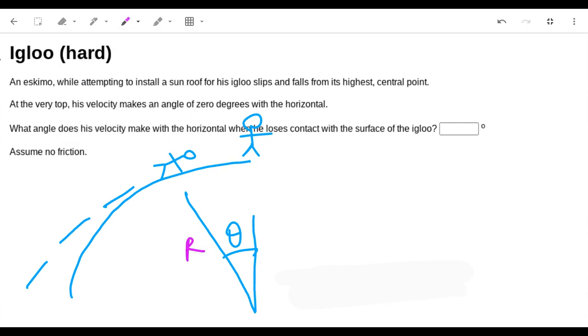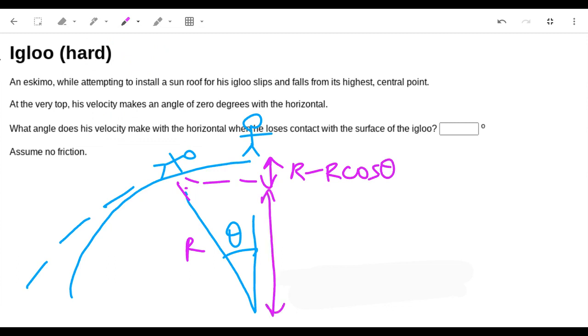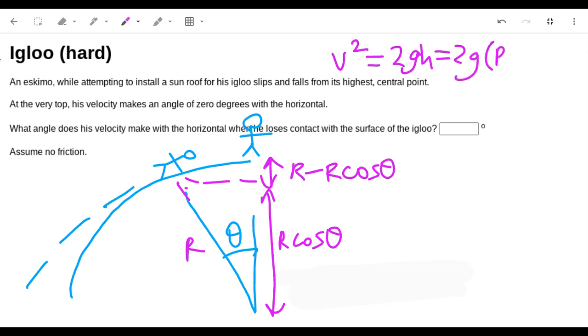So if the igloo has a radius of r, then the height that he would have fallen is that little bit there, and that height is going to be r minus r cos theta, since this bit here is r cos theta. Okay, so that tells us that the velocity he's moving at, or v squared I'm going to use anyway, which is normally 2gh, will be 2g times (r minus r cos theta).